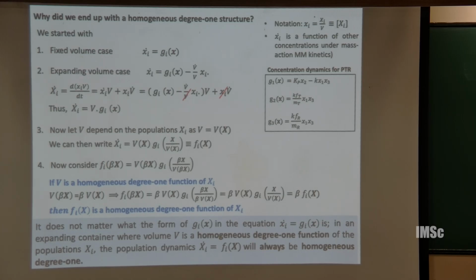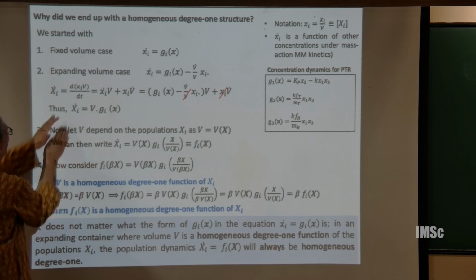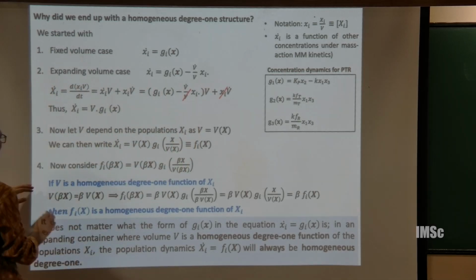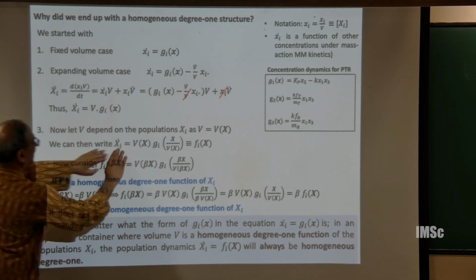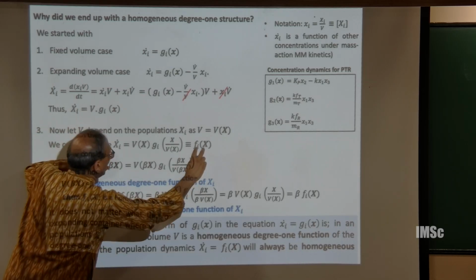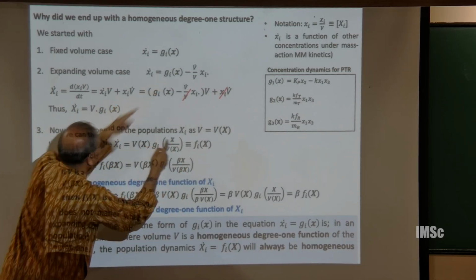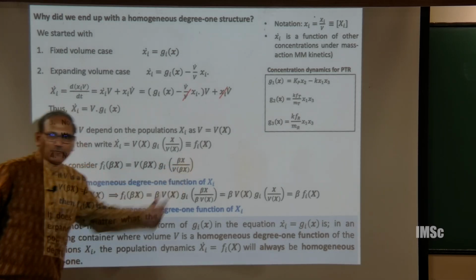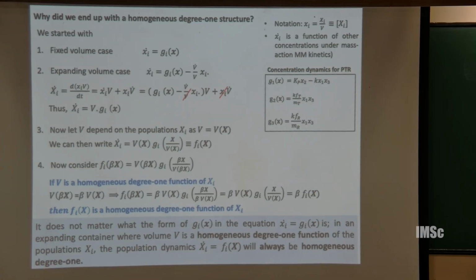So we find that if the dynamics of the concentrations is this, then the dynamics of the populations is this, capital Xi dot is Fi of X, where this Fi of X is given in terms of the G and the V in this fashion. Okay? That is completely general. Now let us ask whether these functions F are homogeneous degree 1 or not, or under what circumstances will they be homogeneous degree 1, right?